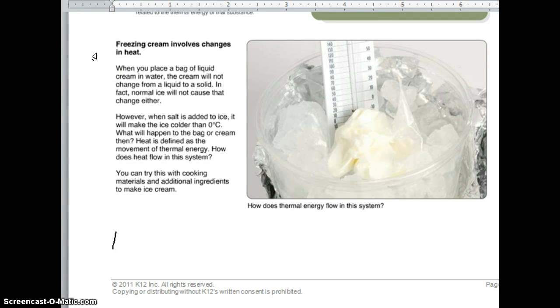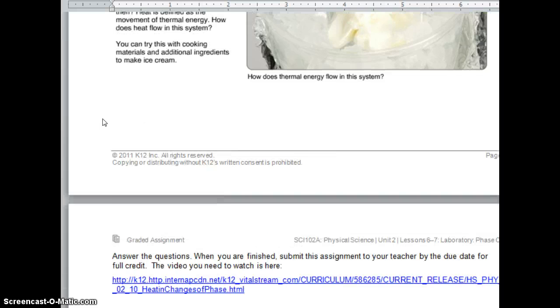Freezing cream involves changes in heat. When you place a bag of liquid cream in water, the cream will not change from a liquid to solid. In fact, normal ice will not cause that change either. However, when salt is added to ice, it will make the ice colder than 0 degrees Celsius. What happened to the bag of cream then? Heat is defined as the movement of thermal energy. How does heat flow in the system? You can try this with cooking materials and additional ingredients to make ice cream.